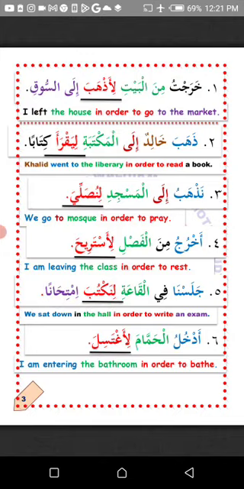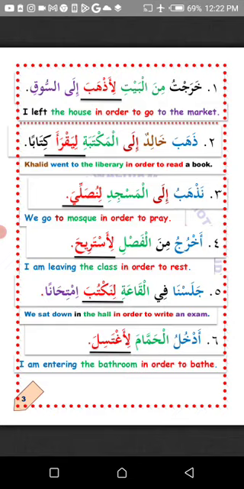So now the usage, al-istimal. Number 1: خرجت من البيت لأذهب إلى السوق. خرجت من البيت, I left home. لأذهب, so as to go. إلى السوق, to the market.